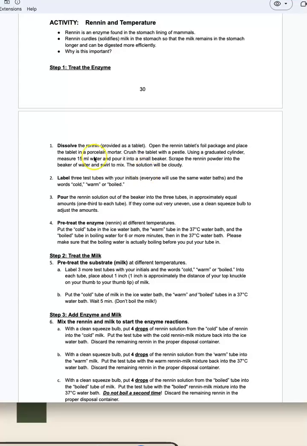So what you just saw is the first step where we crushed the rennin and placed it into the graduated cylinder to get 15 milliliters of the solution. And then you saw me show you 6 test tubes, with me saying that 3 of them are going to be for the enzyme, the rennin, and 3 of them will be for milk. So this is where we're at right now. What we're going to do next is allocate the milk and the rennin to the appropriate test tubes, and we're going to pre-treat them.